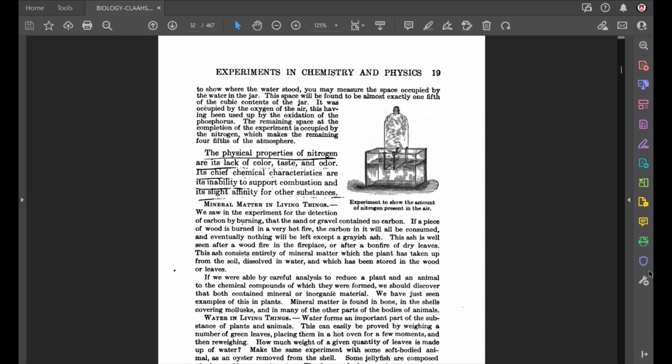All right, so what do we know about nitrogen? The physical properties of nitrogen are pretty exciting. It has no color. It has no taste and no smell. It's just like what? Just like oxygen, right? No color. It's invisible. It's all around us here. 4/5 of the air in this room is nitrogen. Has no color, no taste, no odor. Its chief chemical characteristics are the inability to support combustion and its slight affinity to other substances.